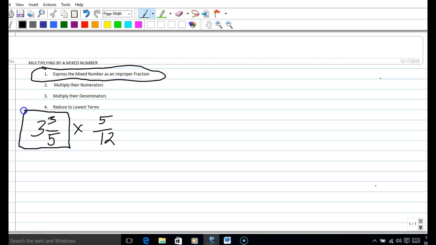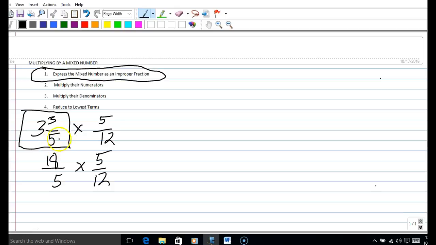So here we have a mixed number, so I need to change that to an improper fraction. To remember, to change a mixed number to an improper fraction, you multiply the whole part times the denominator, whole part times the denominator, and then you add the numerator. Whole part 3 times the denominator 5, which is 15. Add the numerator. 15 and 3 is 18, and you place that all over the denominator. So that becomes 18 fifths times 5 twelfths.